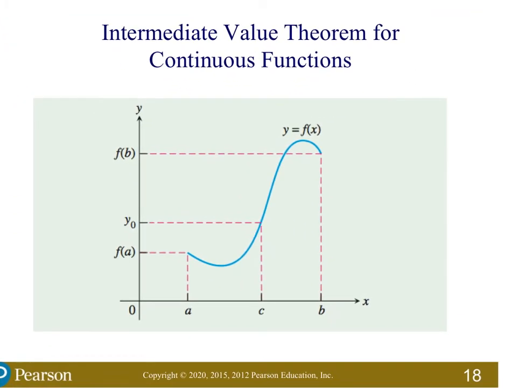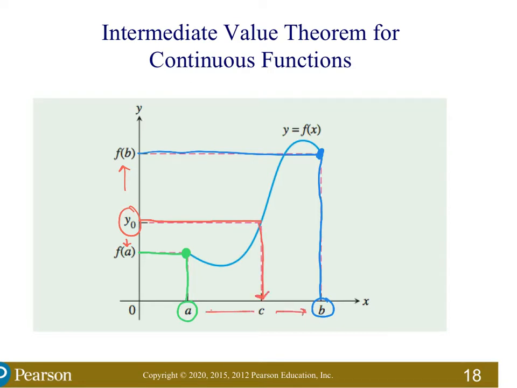Let's see if we can draw it visually. All right, so if we start at a, which is the smaller of the values, and we trace it up to f of a, that's the point. And we also have b, which is the larger of the values, and we trace that up to f of b. Assuming, and it has to be continuous, if the function is continuous between those two points, then you can find a y value that's also between f of a and f of b and trace it back to a c value that would be between those two.